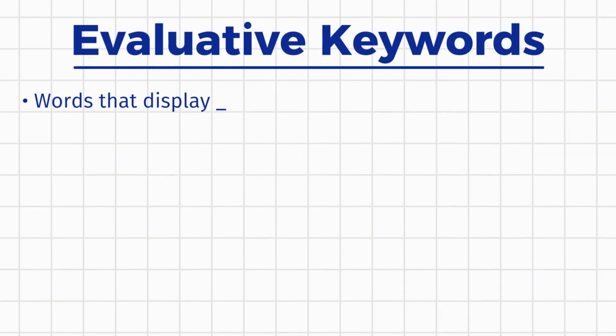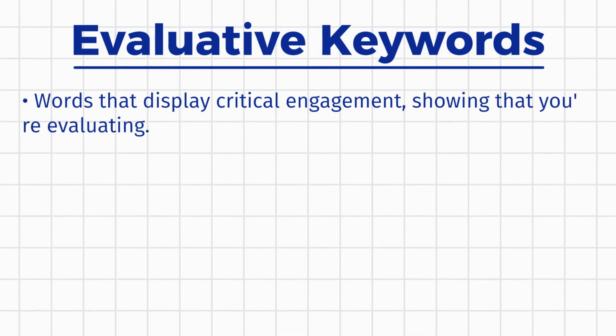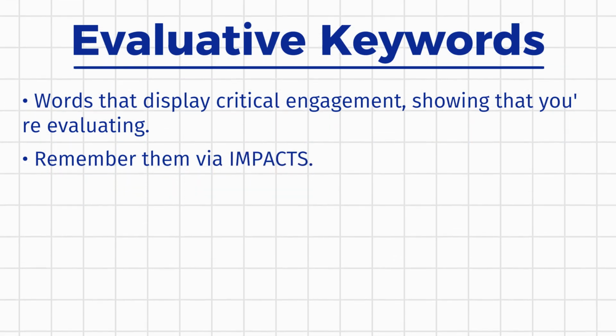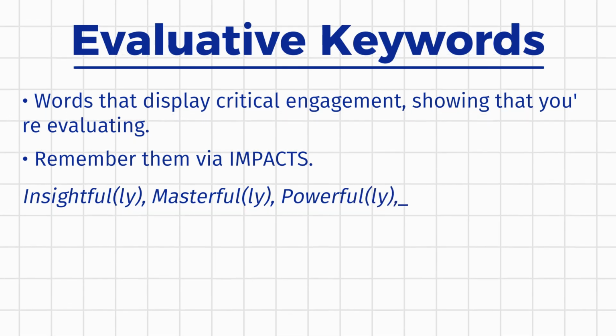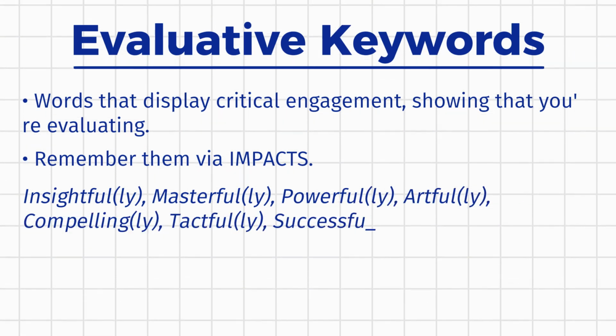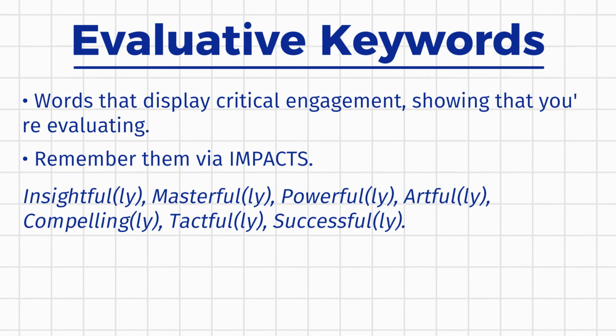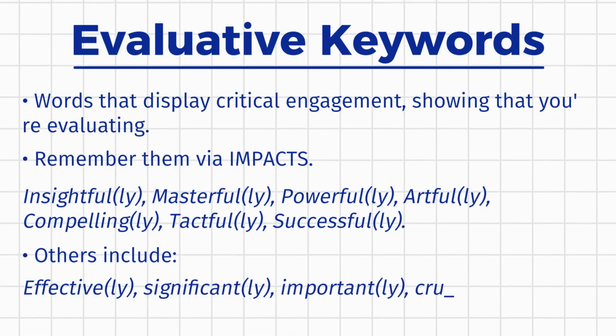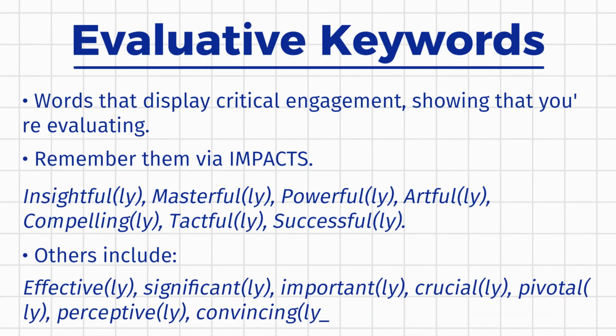Now, the most effective way to signal to an examiner that you're evaluating isn't to whip out a fillet of salmon. Instead, you need to use evaluative keywords, which are essentially just words that display critical engagement. They show you're evaluating. Now, an acronym that I've taught for a while is IMPACTS, which stands for insightfully, masterfully, powerfully, artfully, compellingly, tactfully, successfully. But these are just a few. Some other words my students have gotten on well with include effectively, significantly, importantly, crucially, pivotally, perceptively, convincingly. Take your pick. I'd recommend learning just at least 5 because they're really going to help you with this question when you can plug them into your paragraphs to show the skill of evaluation.